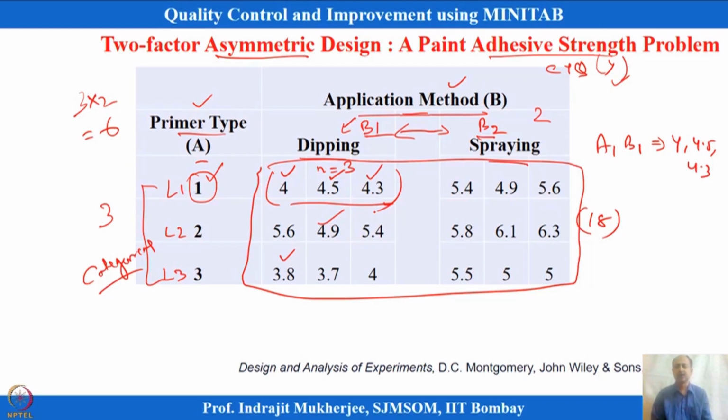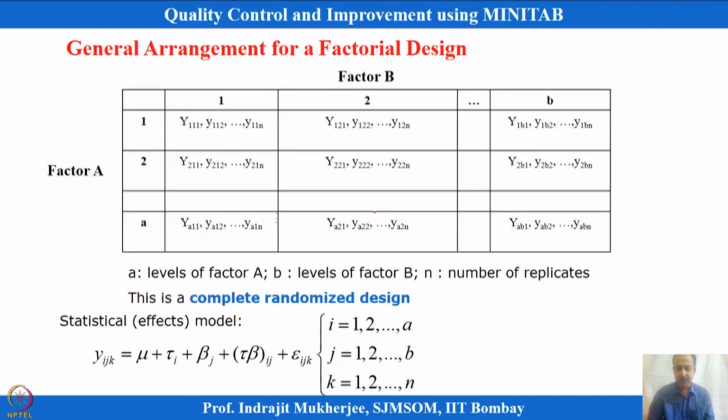Okay. Here we have two variables which are categorical, specifically primer type and application method. Application method has two labels, dipping and spraying, two possible ways we can do that, and for primer type we have 3 options, primer type 1, 2, 3. Okay. So, this is the general tabular form of the data when we collect it.